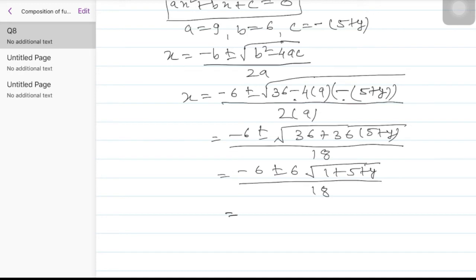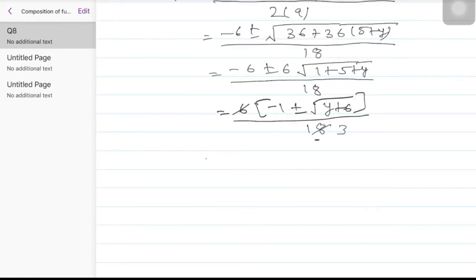Now 6, we can take 6 common from the whole numerator. We'll get 6 times minus 1 plus or minus the square root of y plus 6, divided by 18. Now we can cancel out this 18 with this 6. Now the value of x will be equal to minus 1 plus or minus the square root of y plus 6, divided by 3. Now if you take the minus sign in the second part, the whole expression will become negative.